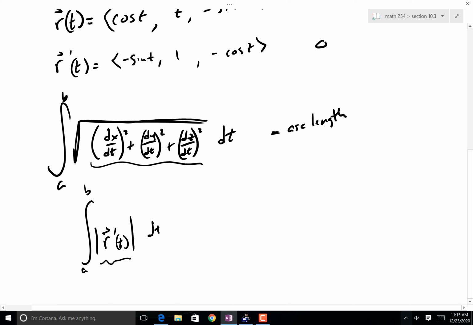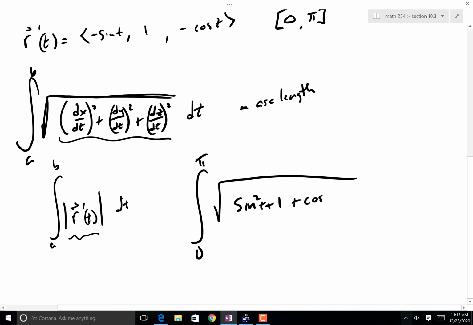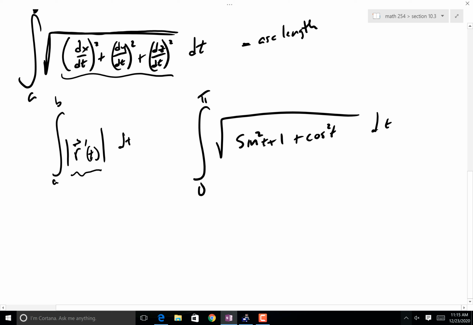Let's find the arc length from 0 to pi. Cool. So it's going to be the integral from 0 to pi of the square root of sine squared plus 1 plus cosine squared. It's as if I know what I'm doing. Weird. Sine squared plus cosine squared is 1. So this is actually the square root of 2. Interesting. From 0 to pi.